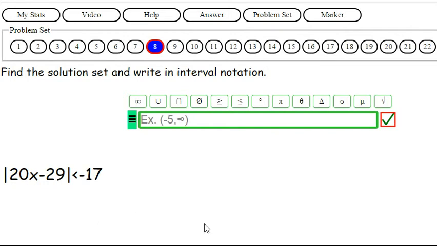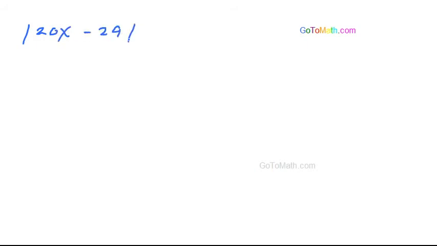Okay, so let's go over here to the magic board. I don't know why I'm calling it magic board. Alright, so we have the absolute value of 20x minus 29 is less than negative 17. Now we'll go ahead and drop the absolute value bars and solve for x.